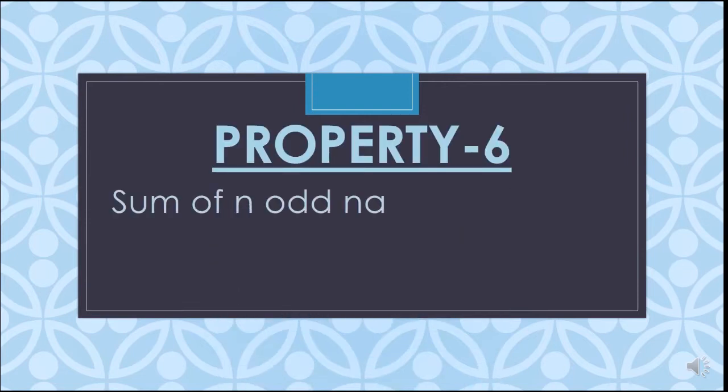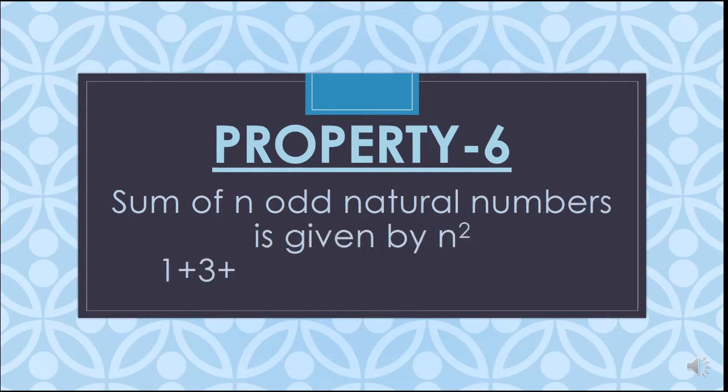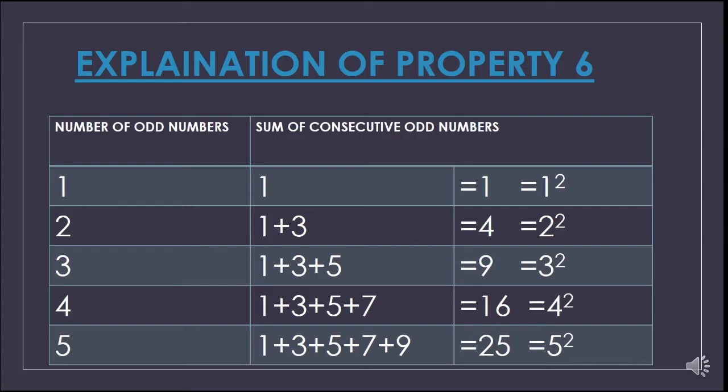According to property 6, the sum of n odd natural numbers is given by n square, that is 1 plus 3 plus 5 plus 7 and so on plus n is equal to n square. Here is the table where you can see when we have taken one odd number, that is 1, its sum is represented by only 1, which is equal to 1 square.